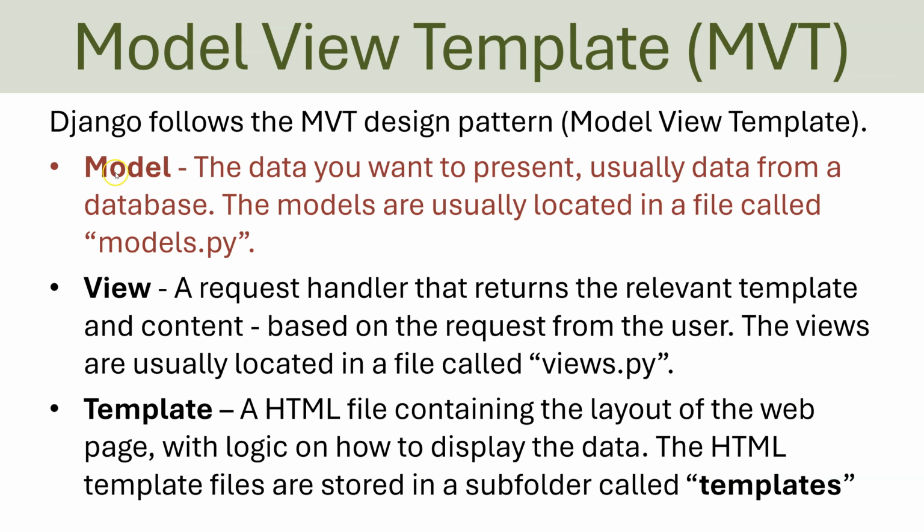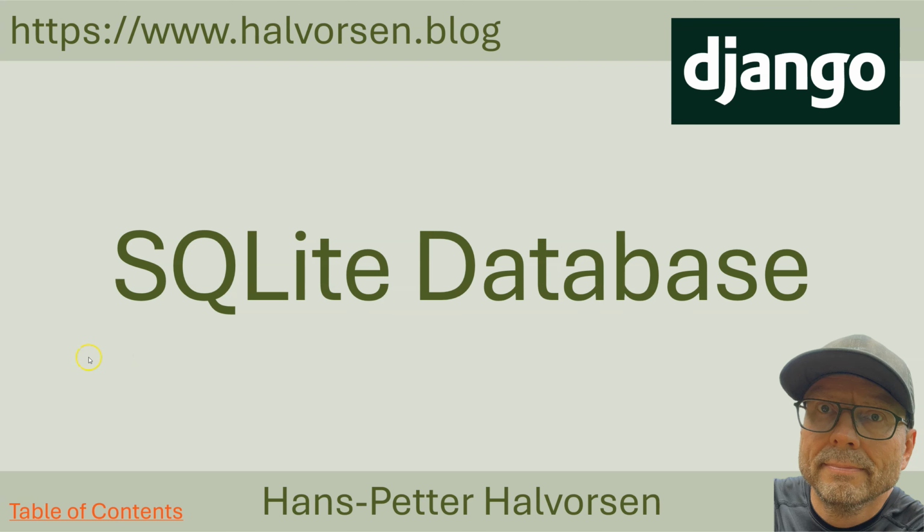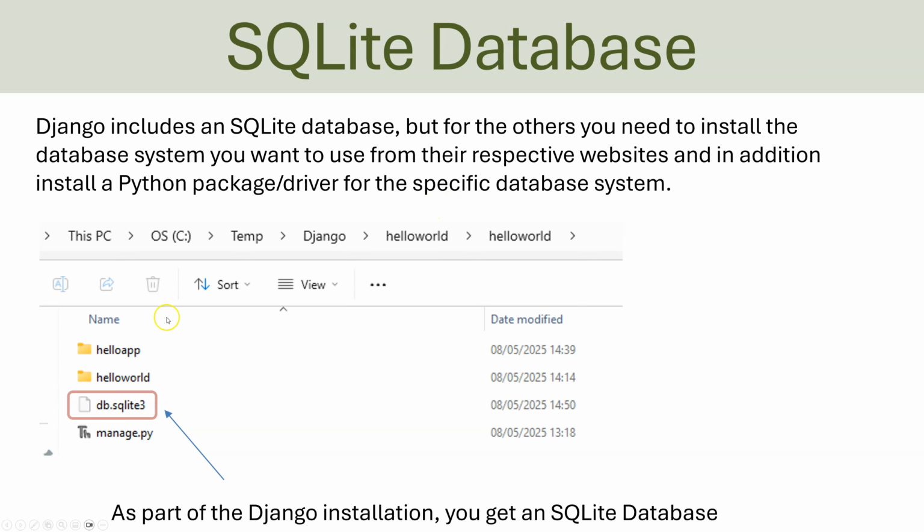And in Django, the model is basically just the data that you want to present, and that is typically data from a database. And these models that we create are typically located in a file in the Django app called models.py. So then let's start with this SQLite database, which is included in the Django project. So SQLite is basically just a text file. In your Django project, there's a file called db.sqlite3, which is actually the database file itself.